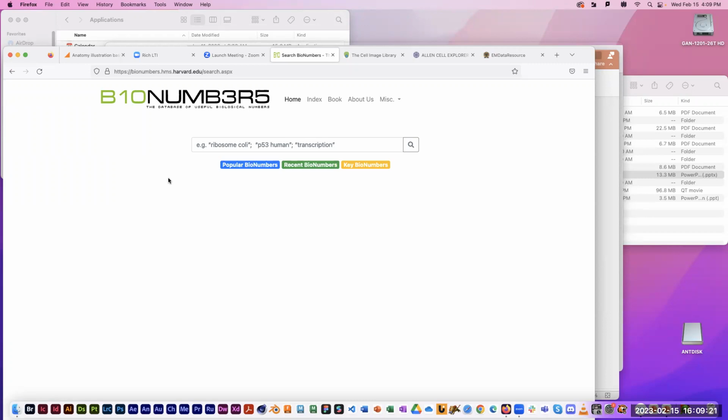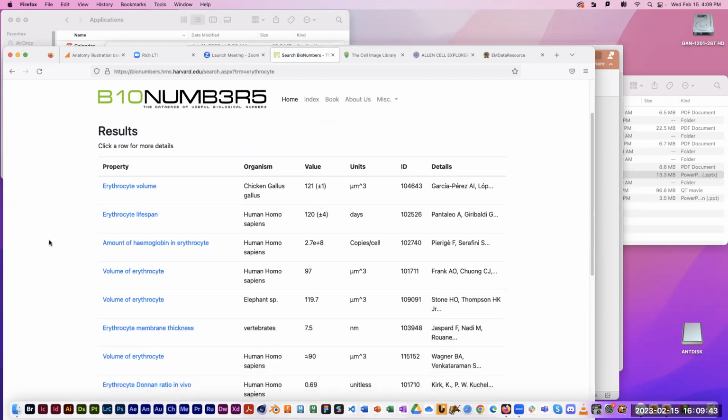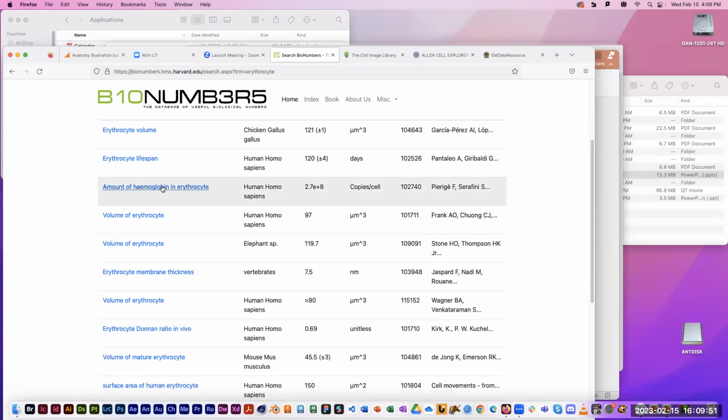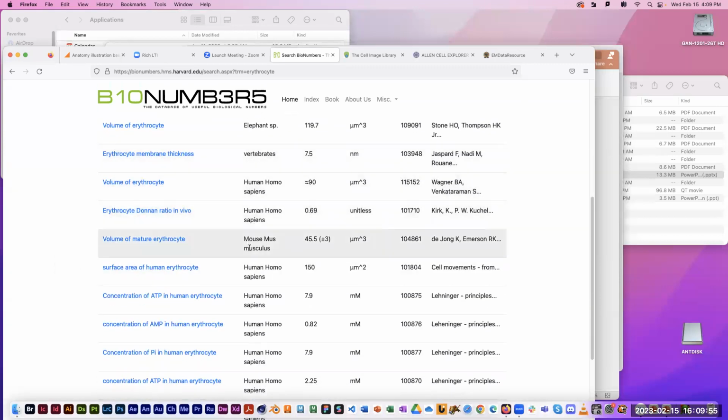So if you wanted to know the volume of a red blood cell, you could probably look that up. If you wanted to know the diameter of a red blood cell, you could look that up. Let's just see if we put in a search term like erythrocyte. Hopefully I spelled it right. And okay, there's a volume of an erythrocyte. There's the lifespan. How long do they live? Here's how much hemoglobin is found in an erythrocyte. And of course, they have it for different species too.